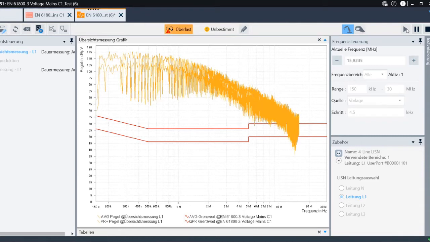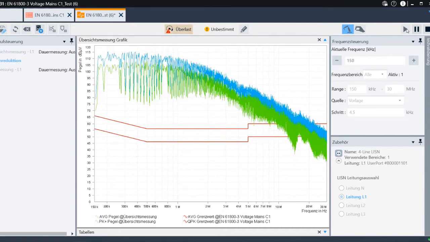Once the measurement is finished, our EMI receiver is going to take additional measurements to see where the peaks really are. And for this measurement, it's not really tricky because all of them are quite above the limit.